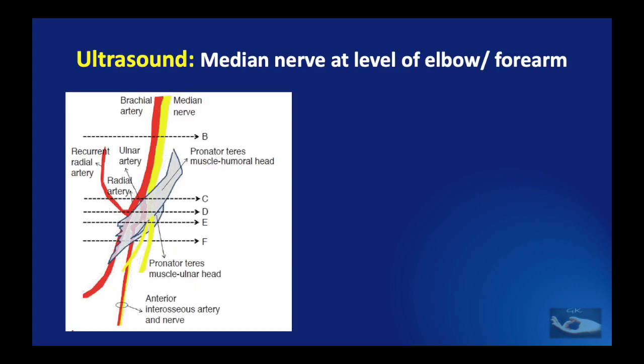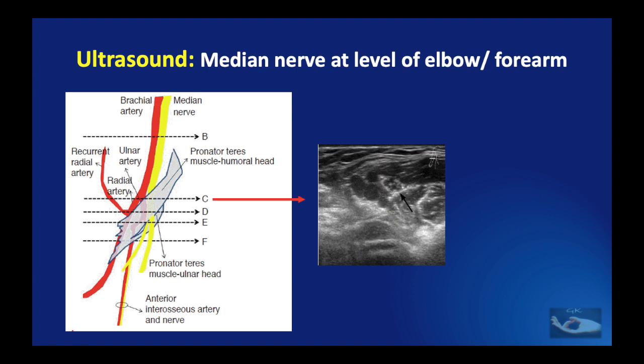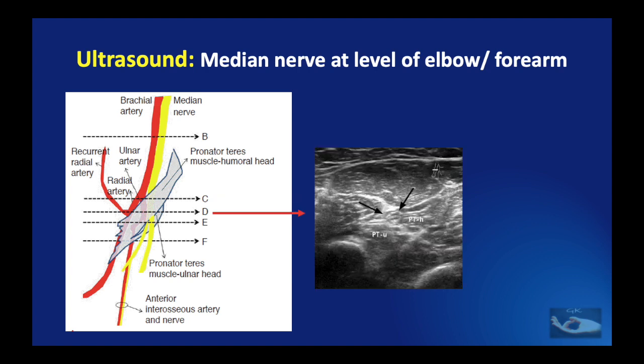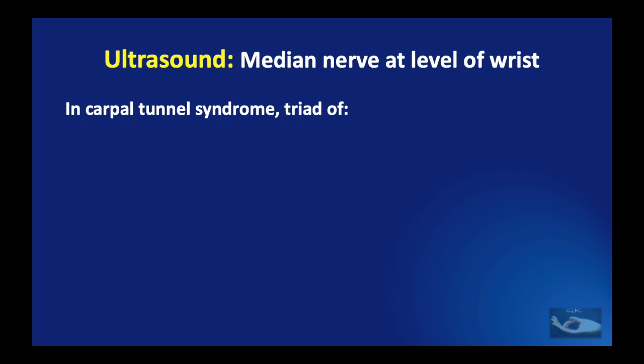Ultrasonography will be useful for detecting lesions of the median nerve at the level of the elbow and forearm, where compression neuropathy is very common. Here the anatomy can be delineated at different levels and the probable cause of compression of the nerve can be found. But ultrasound is most useful in the diagnosis of carpal tunnel syndrome.